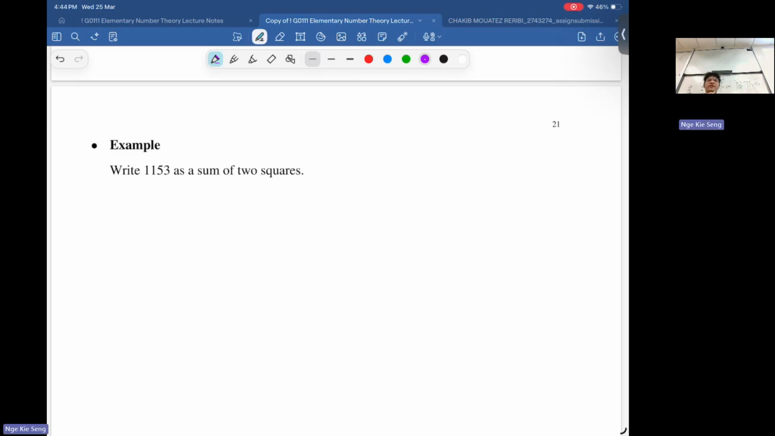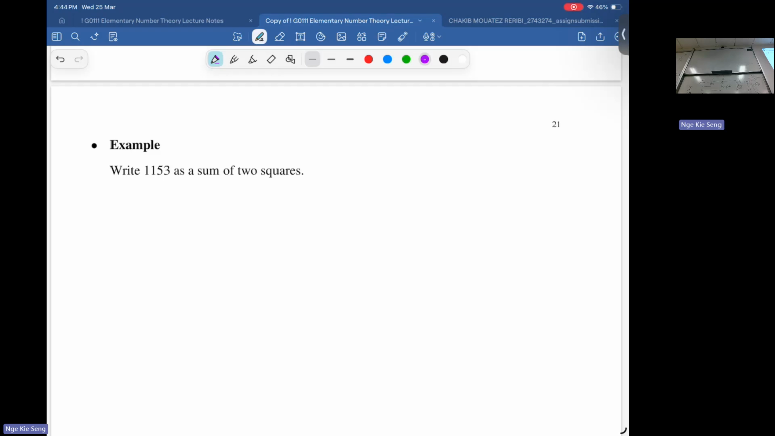First, can you identify this as a prime or not? Is it? How do you test it? Sorry? Square root of what? Or you try square root 1153 and then you try all the possible divisors. Okay, good.